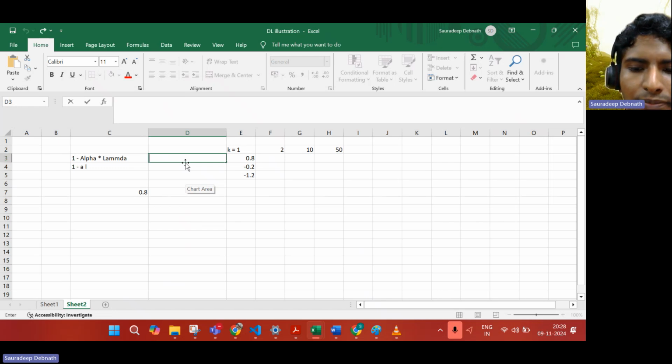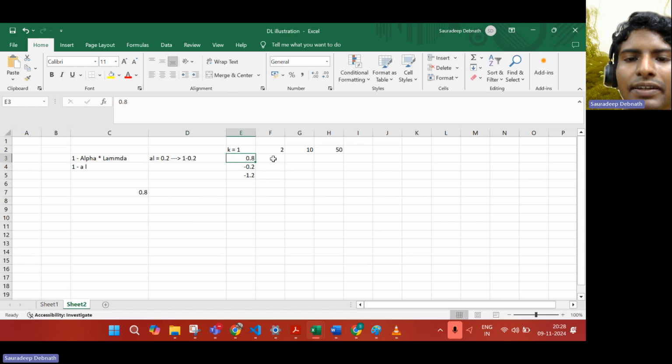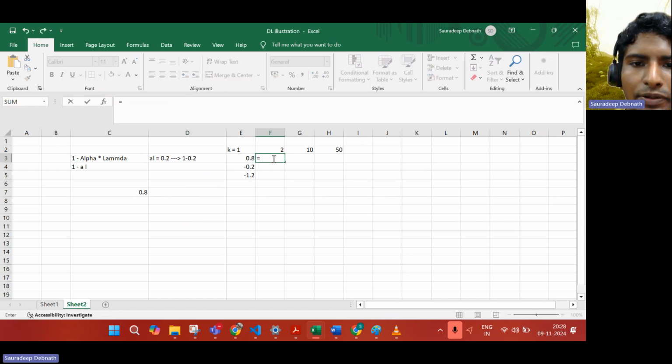Suppose alpha into lambda is equal to 0.2. Then the entire quantity becomes 1 minus 0.2, and we get 0.8. Now what is 0.8 to the power of 2, squared?